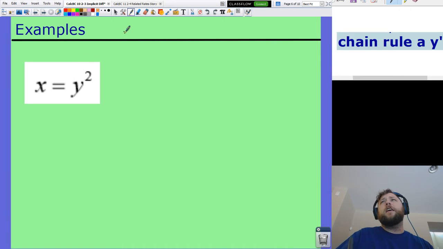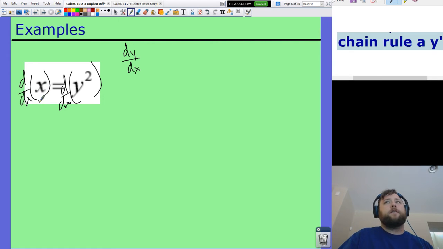In this example, I want to find dy over dx. With implicit differentiation, you differentiate both sides. If I showed the work, I would take d/dx of this and d/dx of that. The derivative of x is 1. Over here, the derivative of y squared is 2 times that something, 2y, and then times dy over dx.